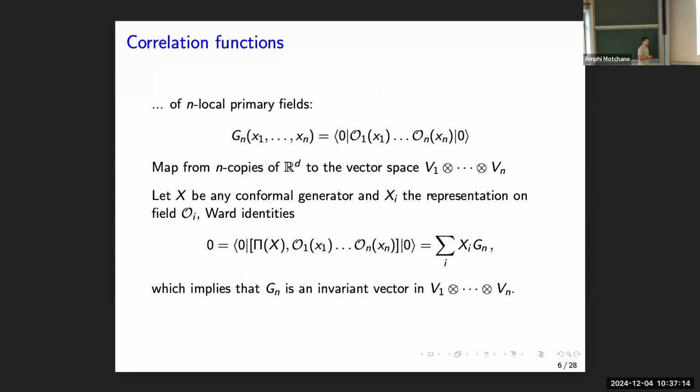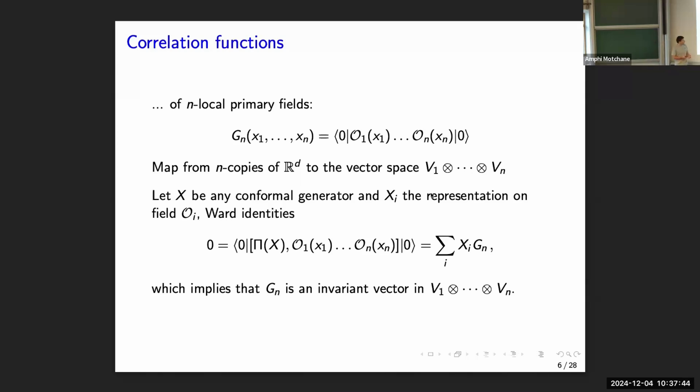The physically interesting thing to see in a theory most of the time is correlation functions, which are these G_n, which are just primary operators acting on the vacuum, bracketed with the vacuum. You can see this as a map which goes from R^D to this vector space, which is the tensor product of V_1 through V_n, where the V_i are the representation spaces of the local operator O_i.